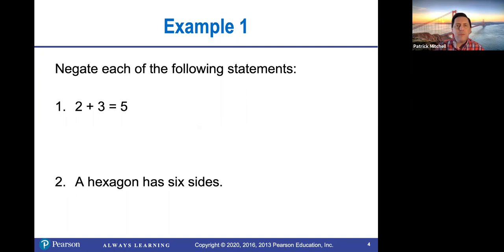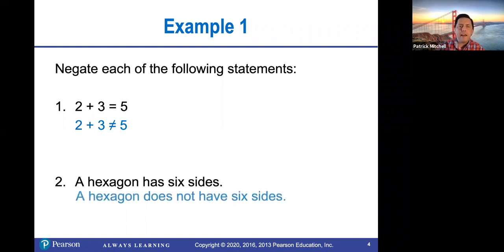All right, so let's form the negation of each of the following statements. The first one says 2 plus 3 equals 5. Remember, the negation has to say the exact opposite thing. So that would just be 2 plus 3 does not equal 5. It's pretty simple, right? The next one is a hexagon has 6 sides. The negation would be a hexagon does not have 6 sides. Notice that both of the original statements happen to be true, and so the negations are false.